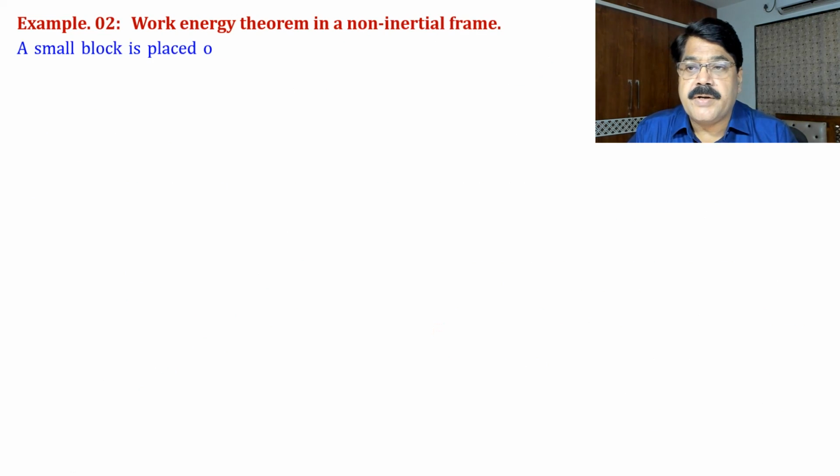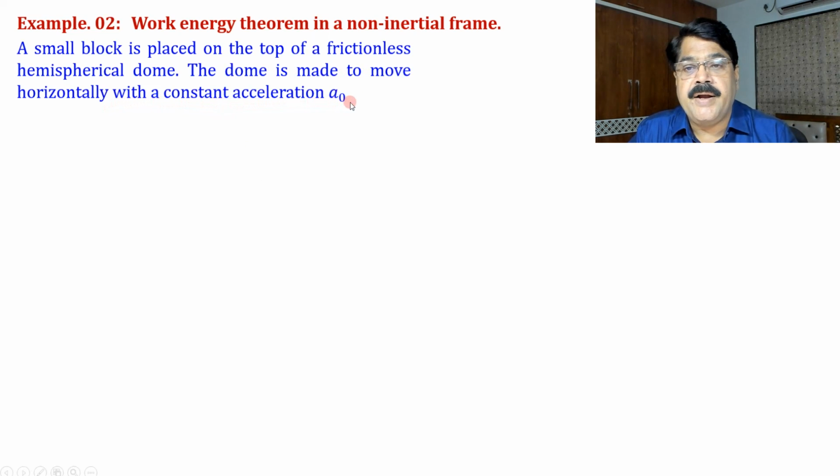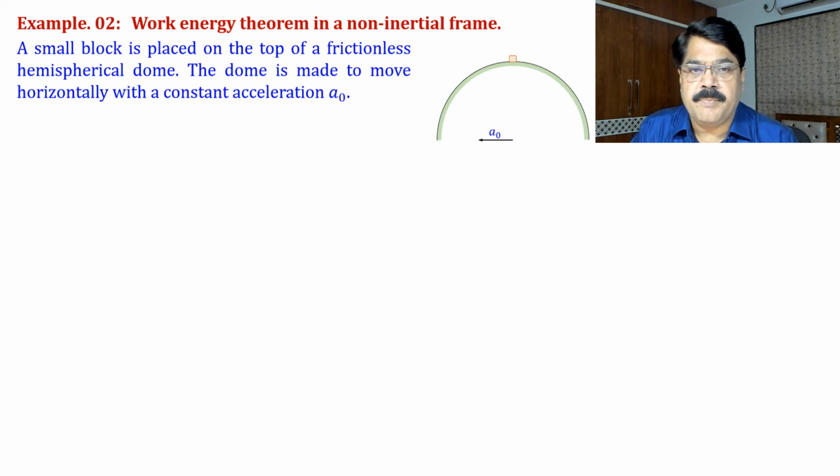A small block is placed on the top of a frictionless dome. The dome is made to move horizontally with a constant acceleration a naught, as shown here. The dome is hemispherical, and on the top this box is placed. If you say small box, it means the size of the box has to be neglected as compared to the radius of the dome. Now this dome is made to move here towards left with a constant acceleration. What will happen? Because of inertia, this block will slide towards the right, and its motion will be curvilinear.